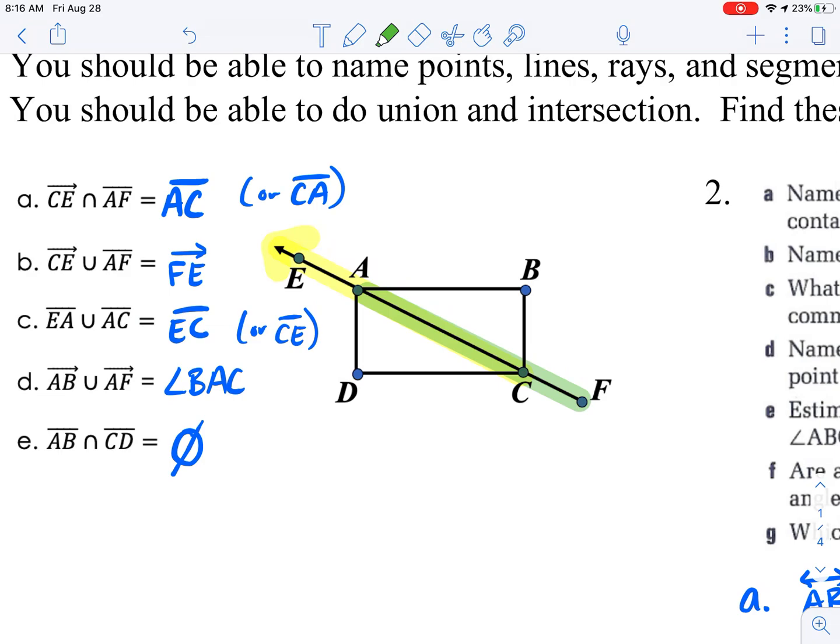In this case, with ray CE, I already had a ray, so it already extends infinitely in one direction. Adding in segment AF, if I combine them together, it just pushes the ray further to the endpoint of F. So now I still have a ray, I still have an infinite direction going through E, but it starts at F. So the union of these would be ray FE, or you could call it ray FA or FC, but F always has to be the letter that goes first.